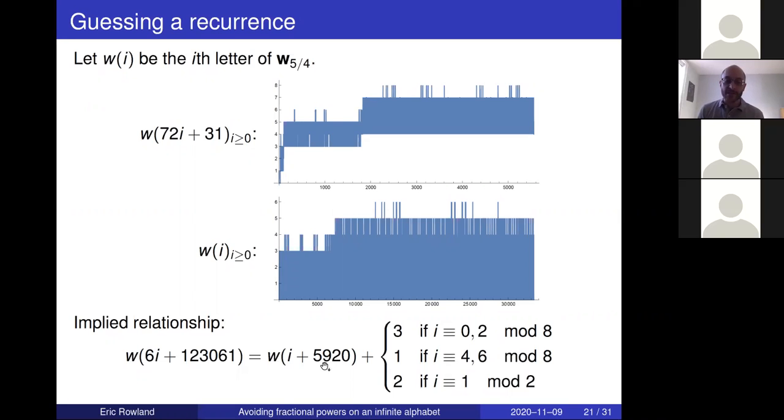This number, this 5,920, is not something we had seen before. What this is saying is that when you look far out in the word, those letters are related to letters earlier in the word. But what this 5,920 means is that they don't look back to the beginning of the word. It only looks back to letters starting at 5,920. So this was something new, and this is one of the things that made this word a lot more complicated and a lot harder to guess the structure of than other words we had looked at before.